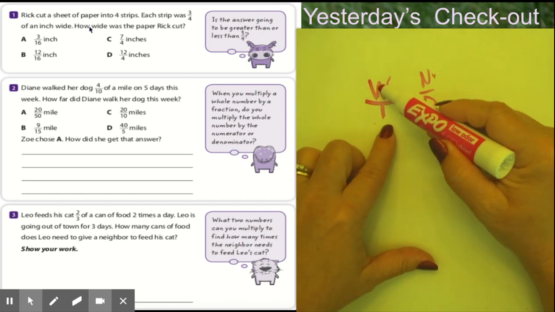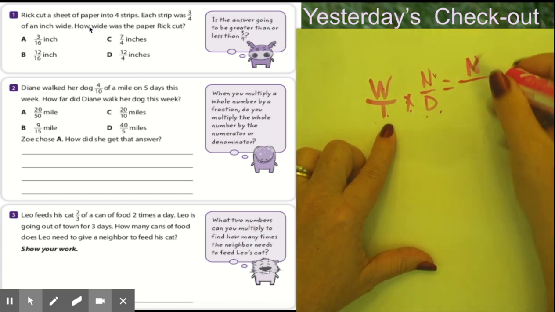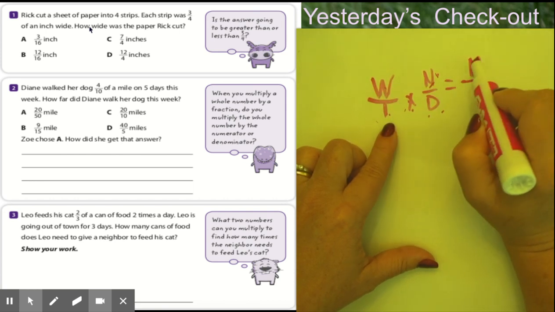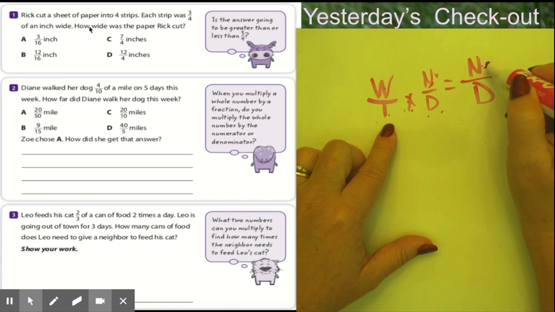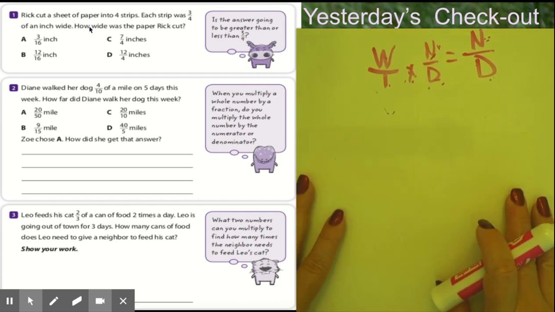So this times this will give you the answer up here. And then this times this will give you the answer here. Whole number times numerator will give you a new numerator for the answer here, and the denominator would be the denominators multiplied together. So keeping that in mind, let's work out the next problem.